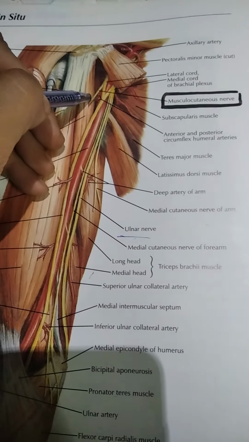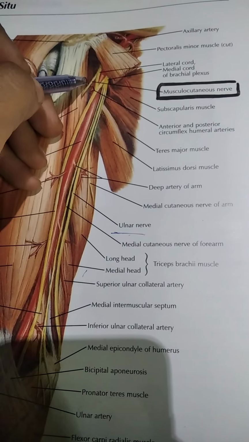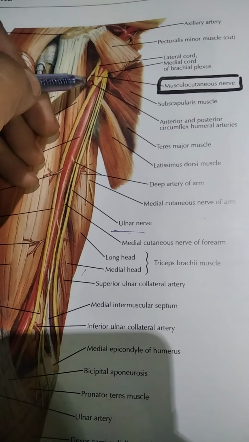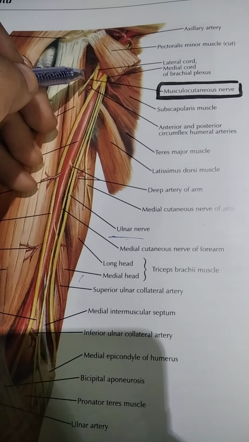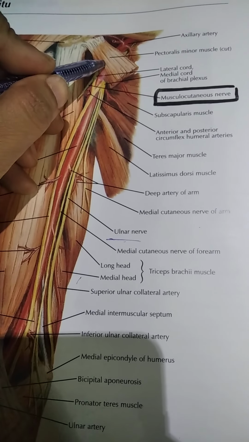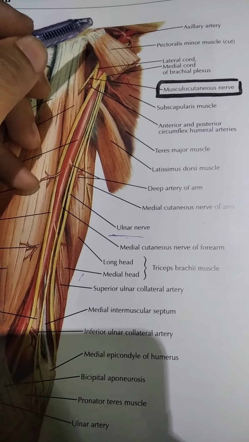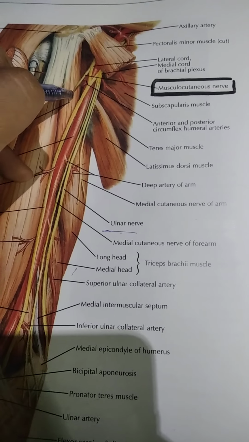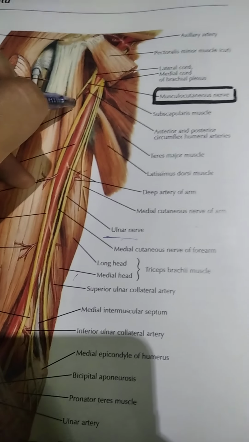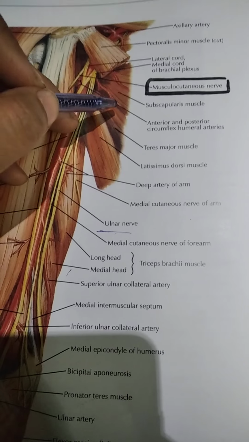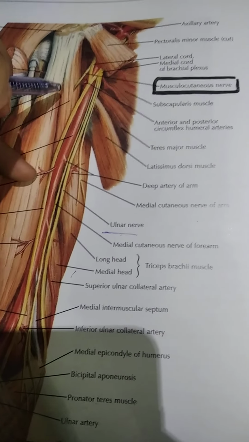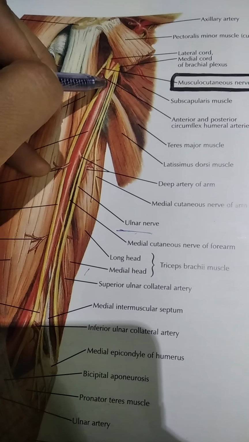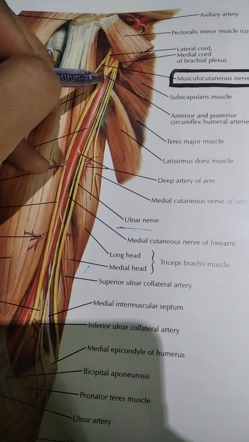So relations of this nerve is in the lowest part of axilla. It accompanies the third part of axillary artery, and anteriorly there is pectoralis major muscle. This is pectoralis minor muscle. Above this muscle is pectoralis major muscle, which is cut off. So the relations of musculocutaneous nerve in the lowest part of axilla are: anteriorly is pectoralis major muscle, posteriorly is subscapularis, laterally is coracobrachialis, and medially is third part of axillary artery and lateral root of median nerve.